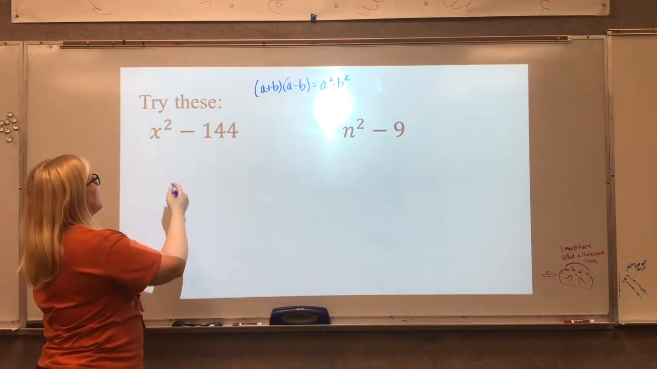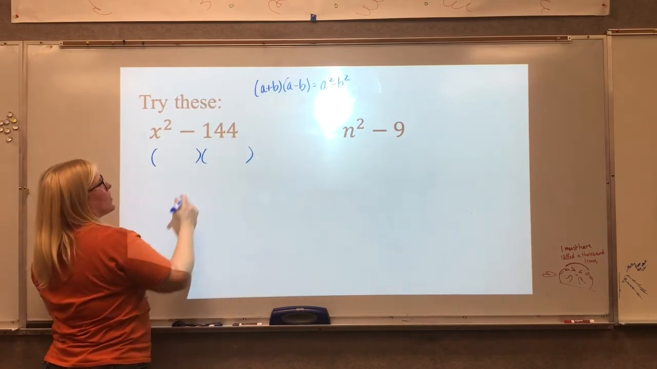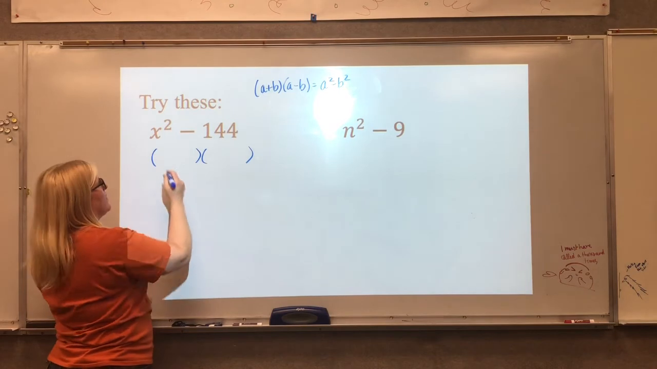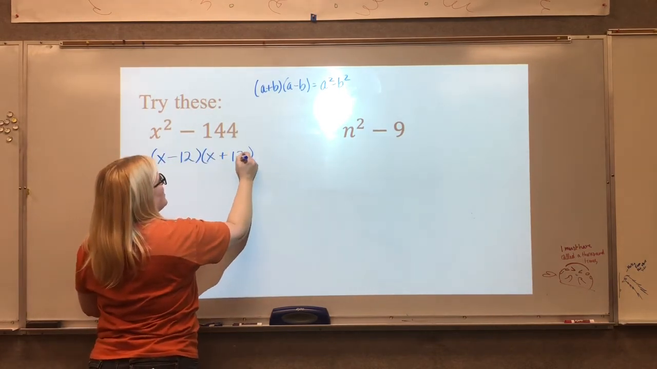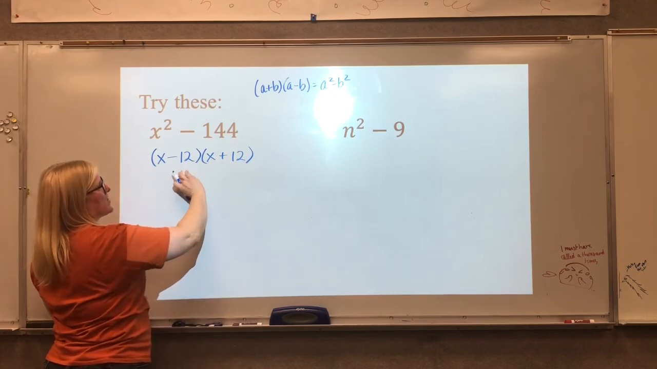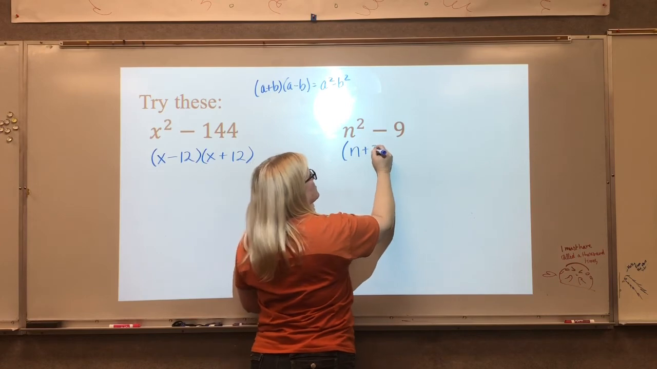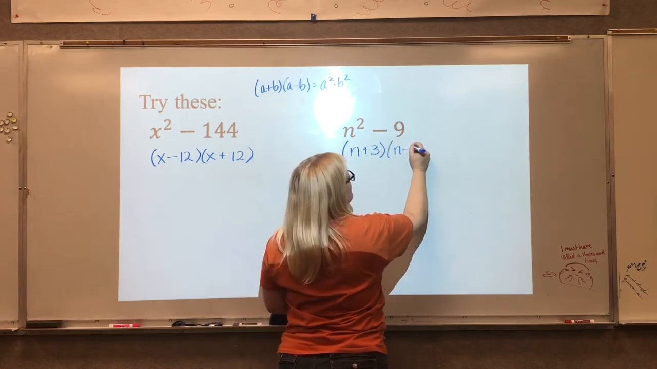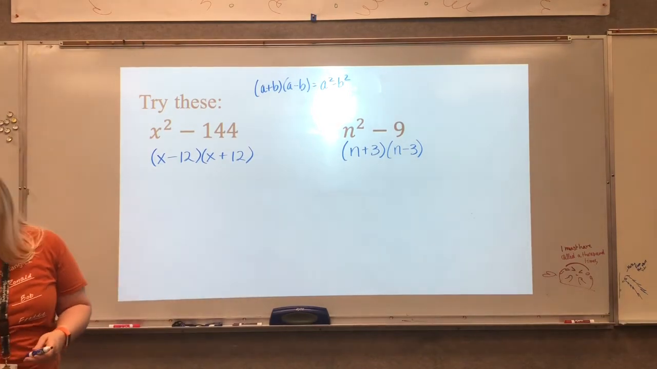Okay, so this one, again I have perfect squares here. 144 is 12 squared, so I have x minus 12, x plus 12. And it doesn't matter which one comes first, it could be the other way around. And this is n plus 3 times n minus 3. All right, so those are pretty straightforward.